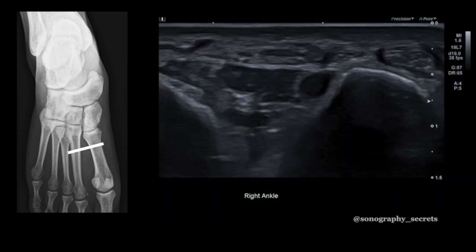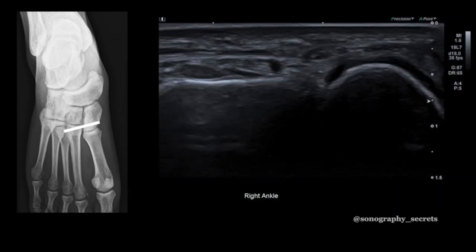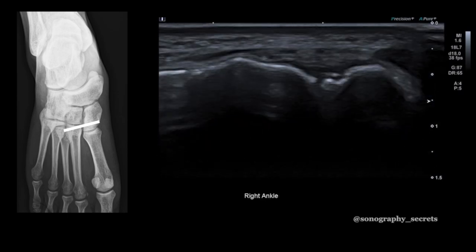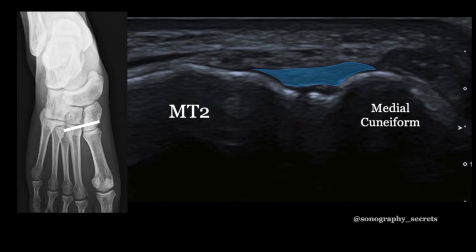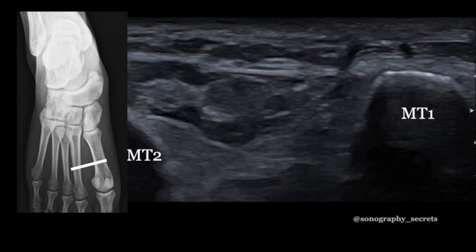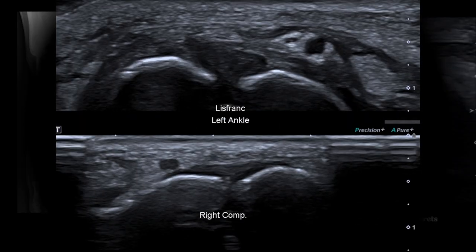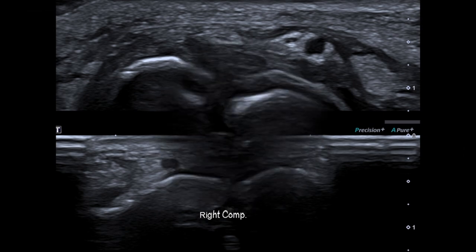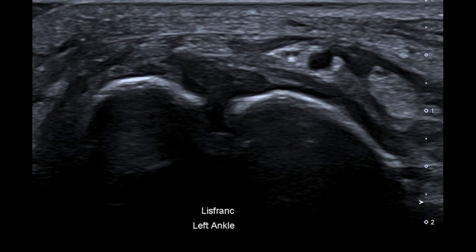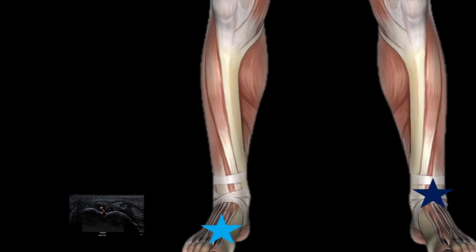The easiest way to find this, like any ligament, is to simply line the bones up. So I'll line up the medial cuneiform with the base of the second metatarsal, and we can see beautifully the dorsal Lisfranc ligament. And I include this in every trauma foot and ankle series that I see, because if we can pick up an unsuspected Lisfranc ligament injury, well, that's monumental for the patient and the radiologist.